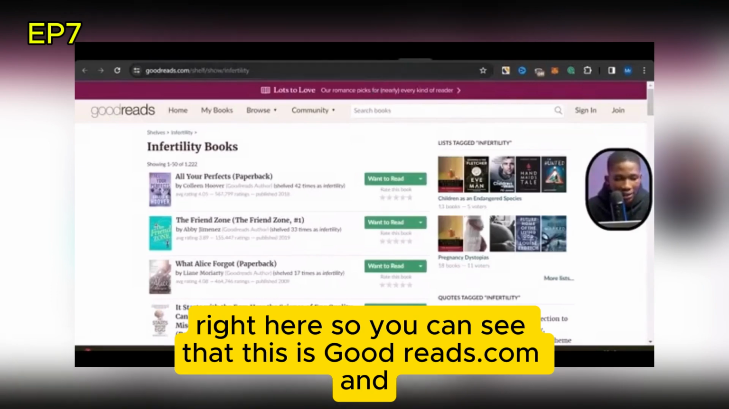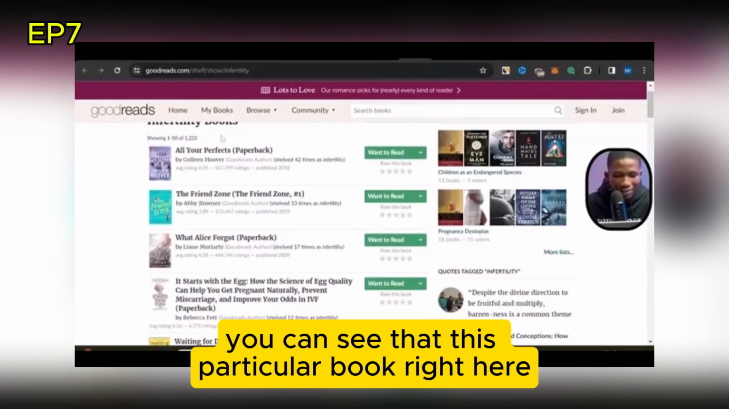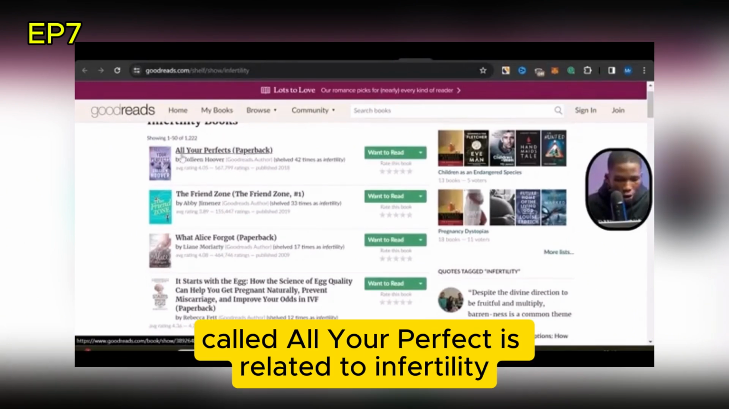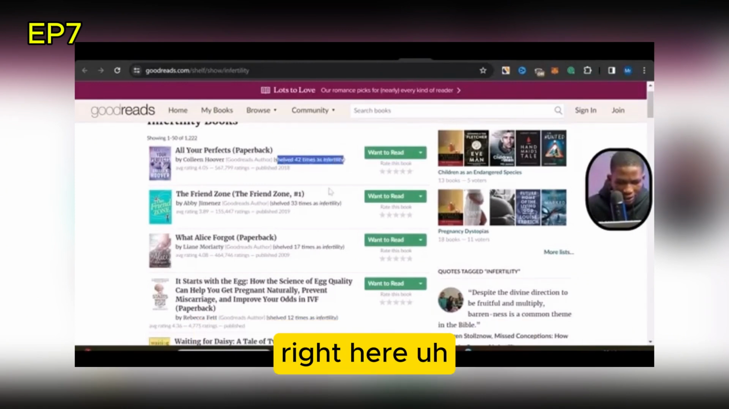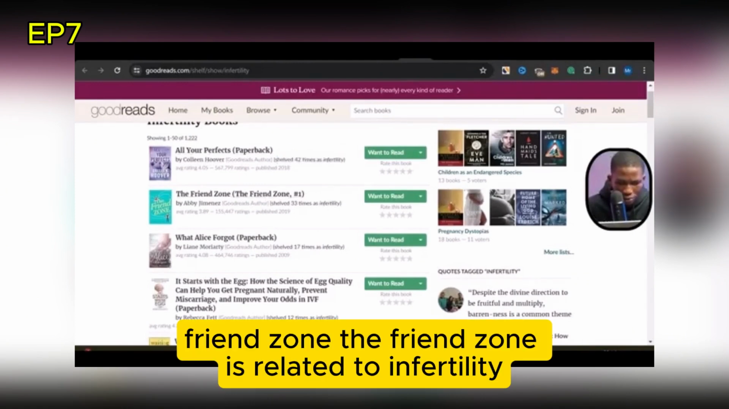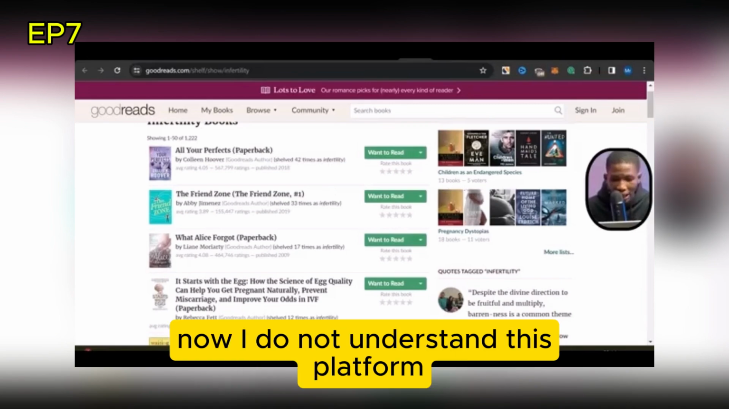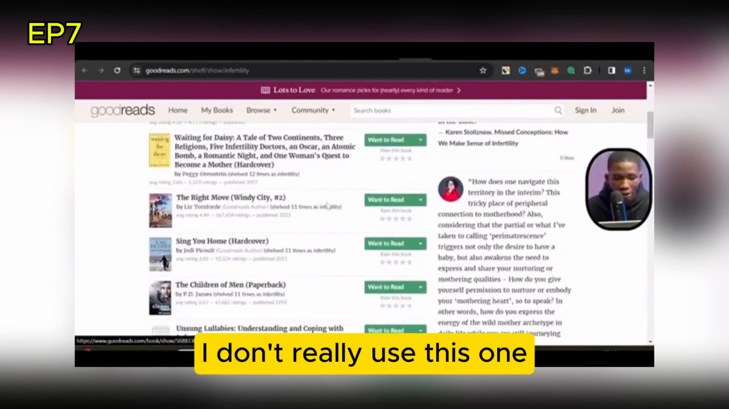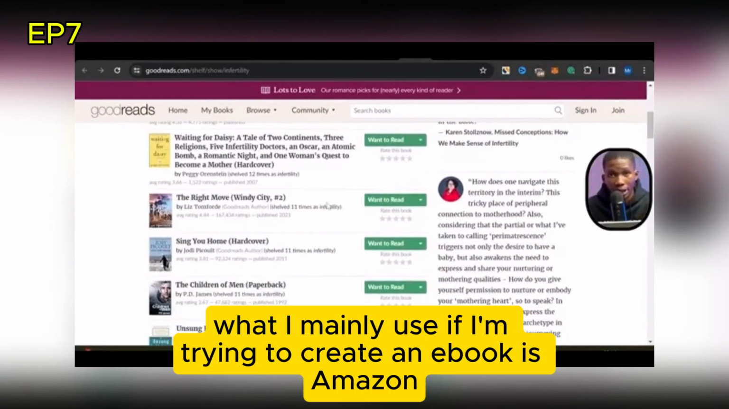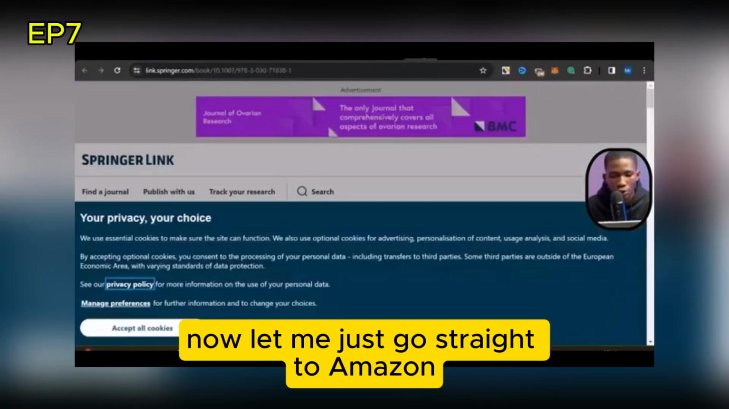You can see that this is goodreads.com. When you come over to Goodreads, you can see that this particular book called All Your Perfects is related to infertility. The Friend Zone is related to infertility. Now, I do not understand this platform, I don't really use this one. Like I said, what I mainly use if I'm trying to create an ebook is Amazon. So let me just go straight to Amazon.